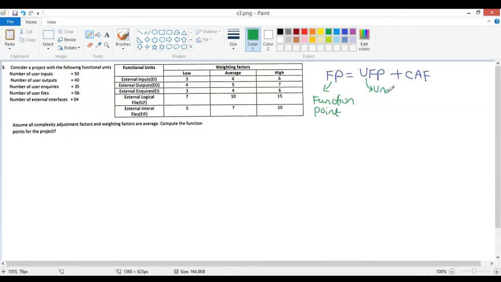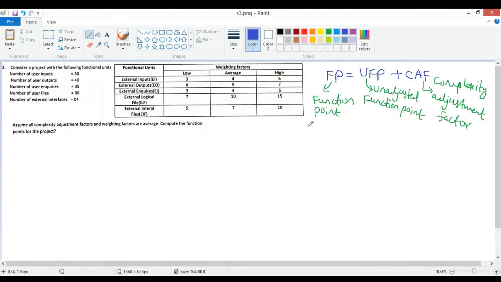UFP means unadjusted function point. CAF is nothing but complexity adjustment factor. So again, you need to understand what do you mean by UFP.